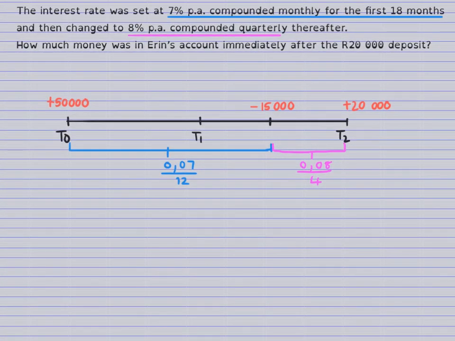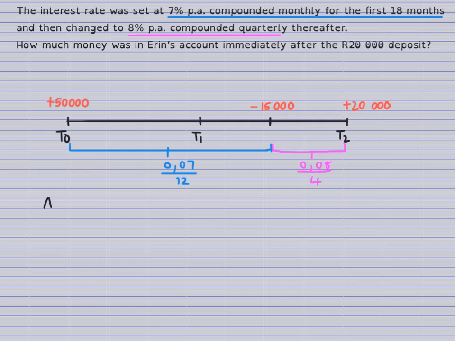So now, because I've got quite a lot to consider, I'm going to focus on the 50,000 Rand earning interest at 7% compounding monthly, and then earning interest for the remaining period. From that, I will subtract 15,000 Rand and the interest that it earns. And then right at the end, I'm going to add 20,000 Rand. So let me show you what I mean.